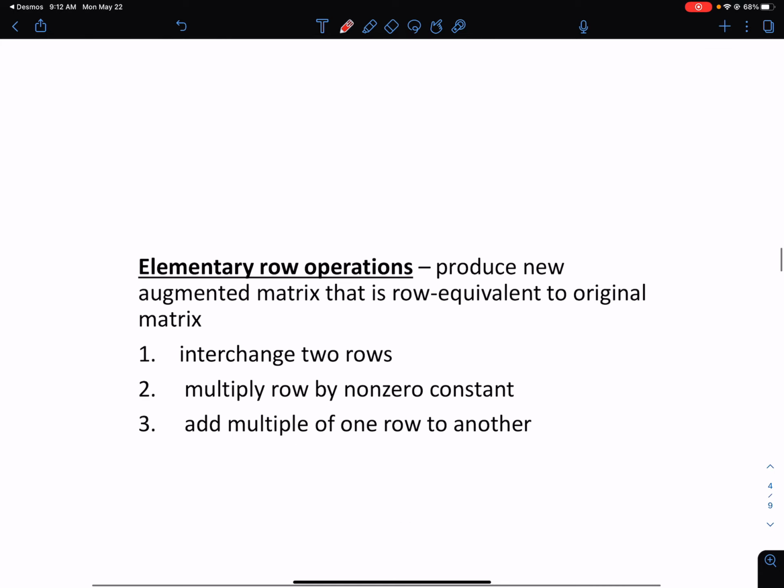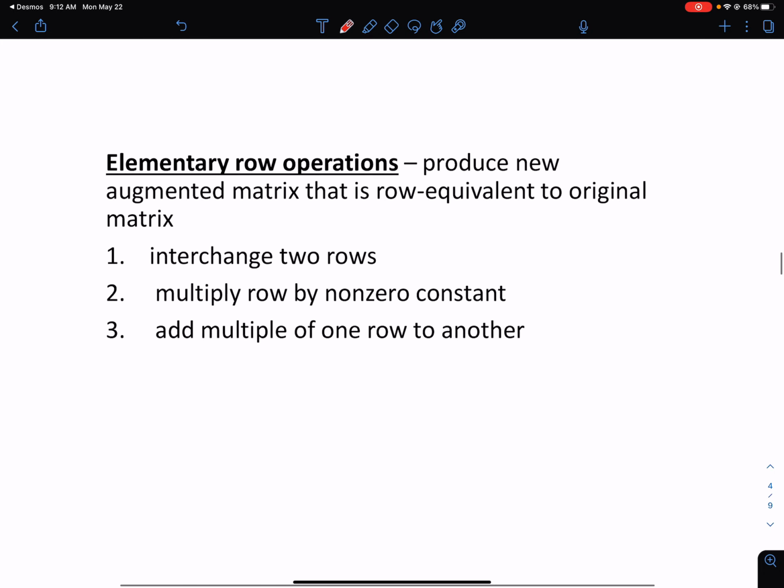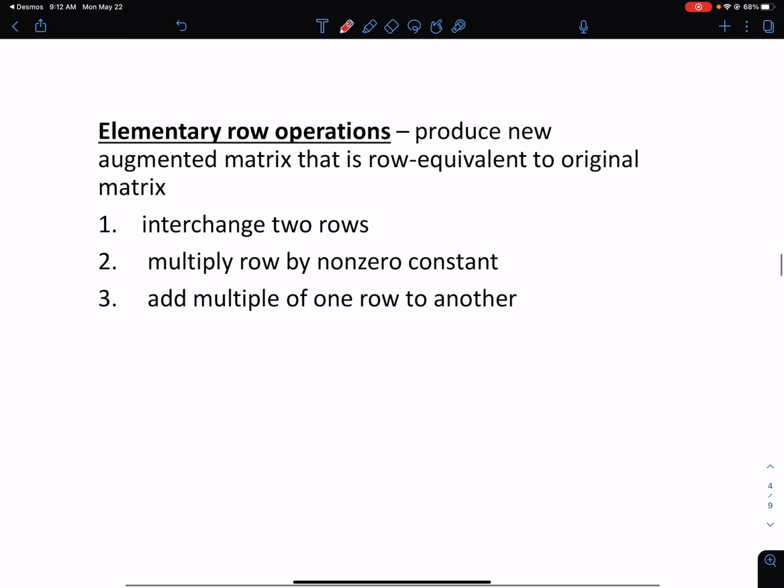Some things you need to know is you need to know how to do what's called row operations on an augmented matrix, or on any matrix. So you're producing a new augmented matrix that is row equivalent to the original matrix.